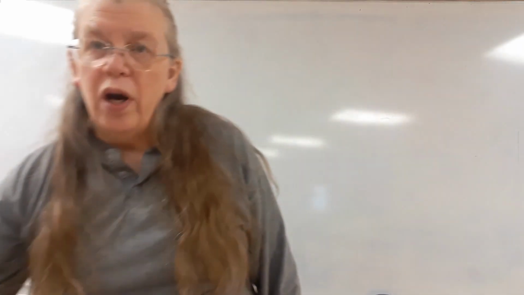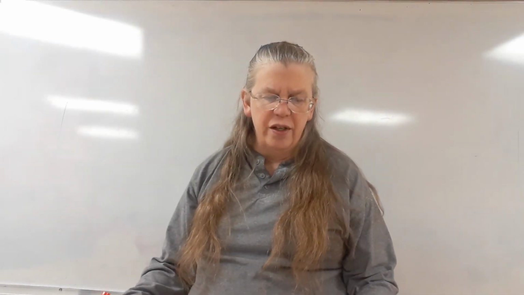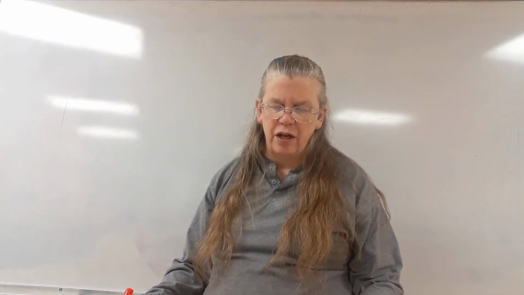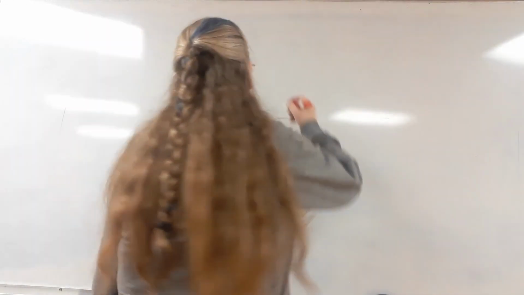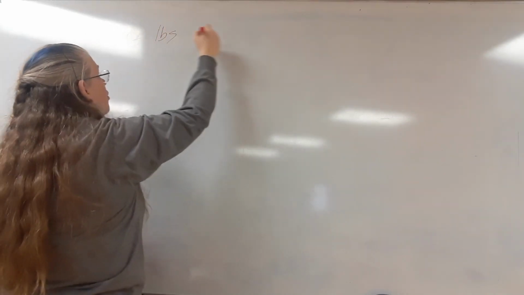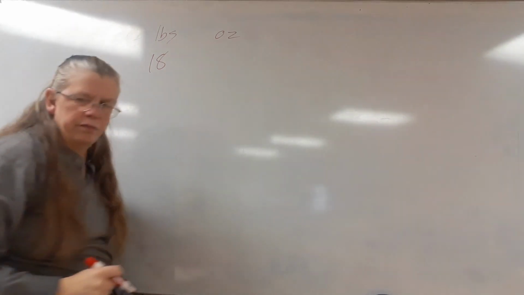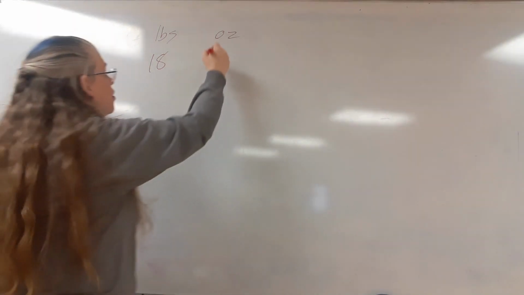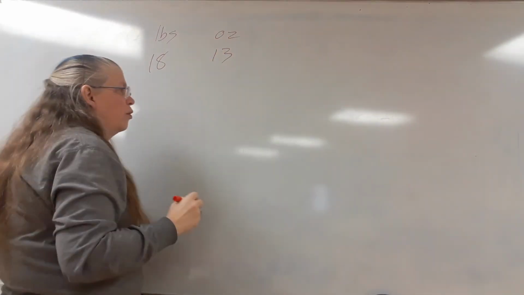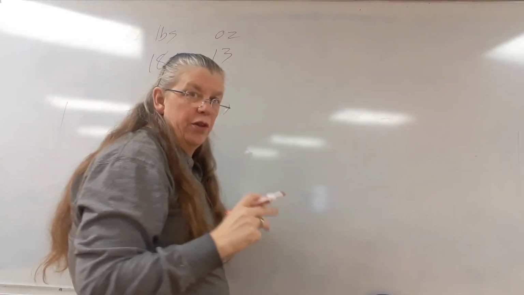All right, now M1 number 5. If one tire weighs 18 pounds, 13 ounces, how much will 4 tires weigh? We have pounds, put it over here, and we have ounces. 18 pounds, 13 ounces. And we need to multiply both of these by 4.